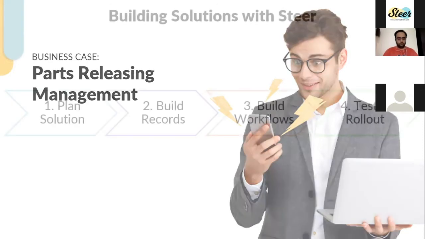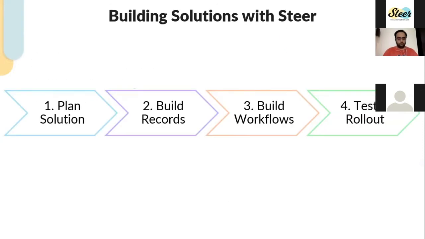So the first thing that you need to do when you're planning to build a solution on a no-code platform is, number one, you have to plan it, and then afterwards you'll have to build your records, and then build the workflow, and then afterwards test and roll out the app or the set of apps to see if the apps that you have built are complete, and if there are improvements that have to be made on the workflow side or on the record side.